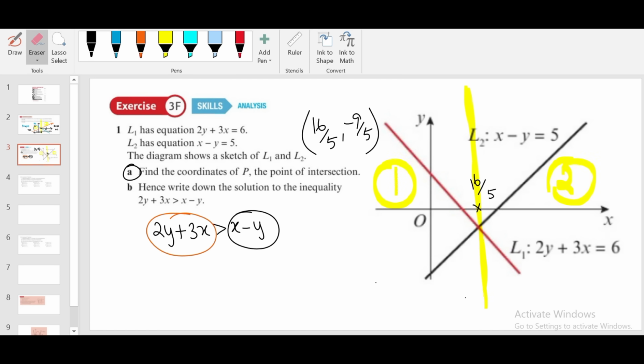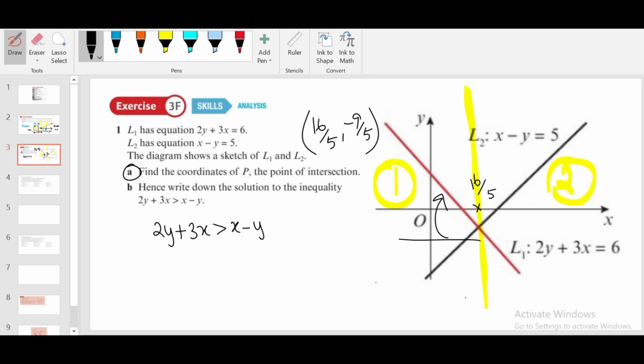You look at the inequality sign. So in terms of graph, actually the red line should be above the black line. Or in other words, L1 should be above L2. In region 1, L1 is above L2. So the corresponding x values are the solution. So x is less than 16 over 5. That's all. That's how we solve this inequality.